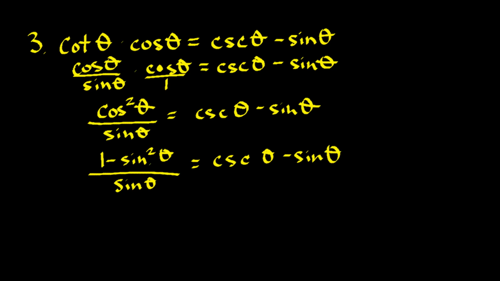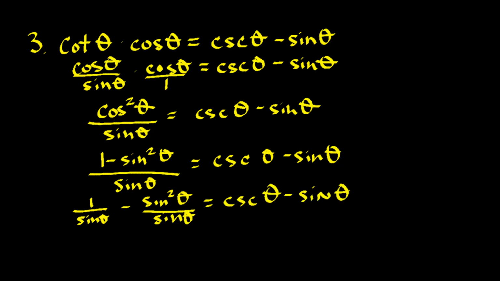Next, we will break it into two fractions, placing the 1 over sine theta and the sine squared theta over sine theta. This brings us to the last step, since 1 over sine theta is cosecant theta, and sine squared theta over sine theta simplifies to sine theta. This identity has been verified.